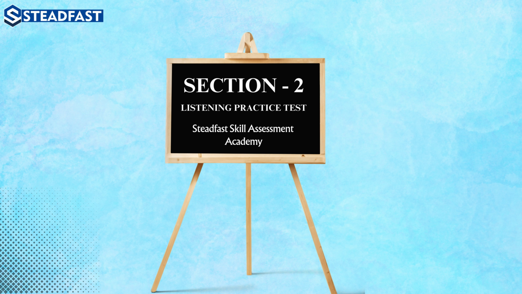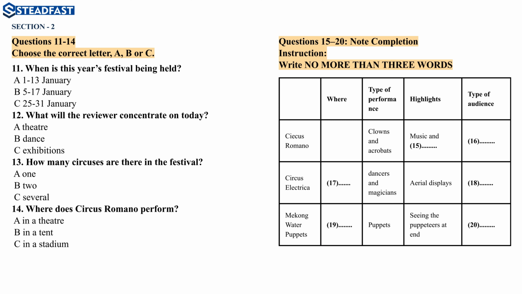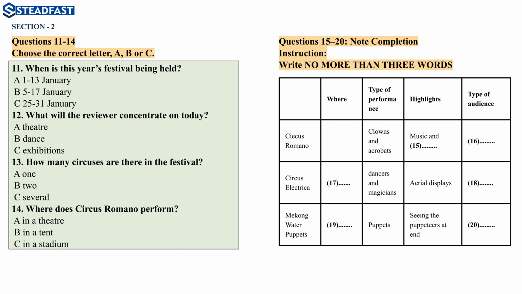Next, section 2. Section 2 is a monologue on festival review. The questions 11 to 14 are multiple choice. Listen for festival schedule, types of performance, where events take place.